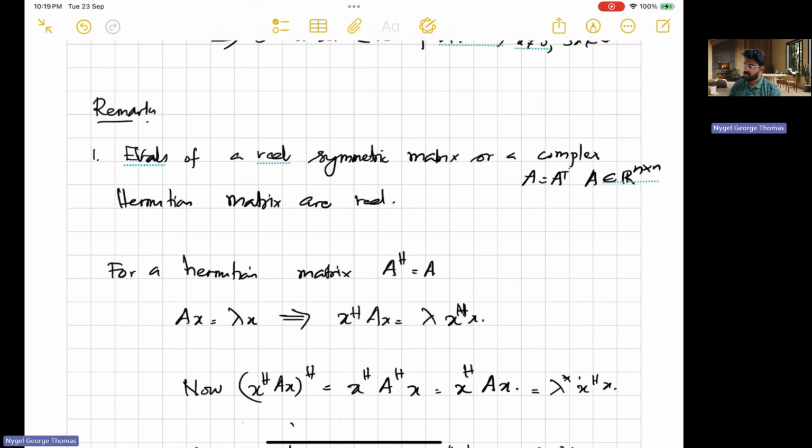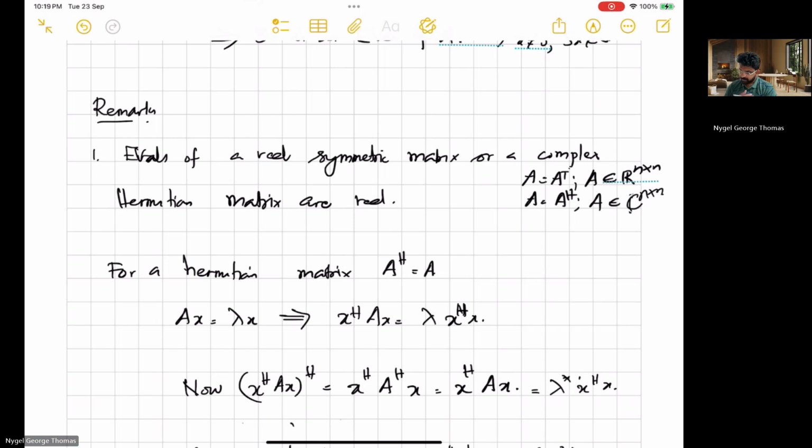And what is a Hermitian matrix? Hermitian means A is equal to A Hermitian, and A belongs to C^(n×n). So in both these cases, whenever we have a symmetric matrix or a Hermitian matrix in general, then its eigenvalues are real.